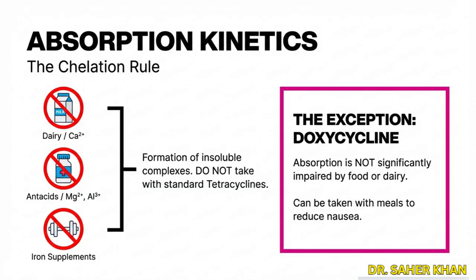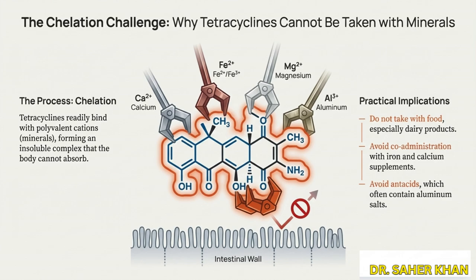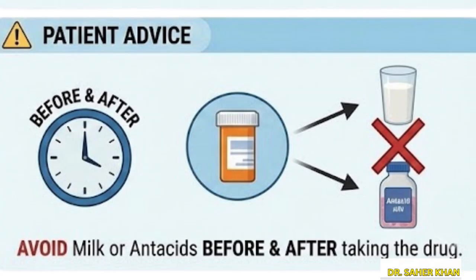Now comes a very important point. The absorption of most tetracyclines is impaired by food, milk, and antacids. Why does this happen? Milk and antacids contain divalent and polyvalent cations such as calcium, magnesium, aluminium, iron, and these cations form chelation complexes with tetracyclines, making the drug insoluble. As a result, the drug cannot be absorbed properly and its action is reduced. Therefore, patients taking tetracyclines should be advised not to take milk or antacids before or after the drug.